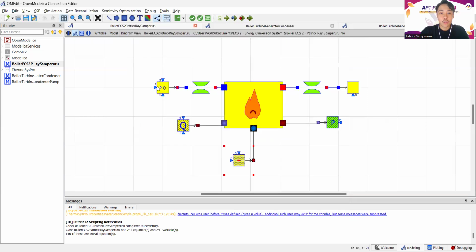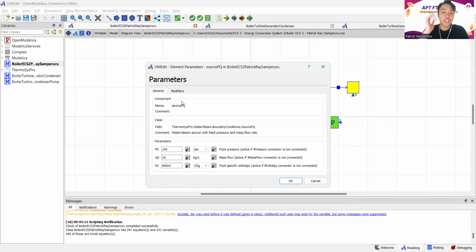Next is the water source. Here the inputs are the fluid pressure, mass flow, as well as the fluid specific enthalpy, and this will influence the values of the specific fluid enthalpy output, again, the mass flow of fluid crossing the controlled volume, the fluid temperature, as well as fluid pressure that is, again, crossing the boundary conditions from the boiler.